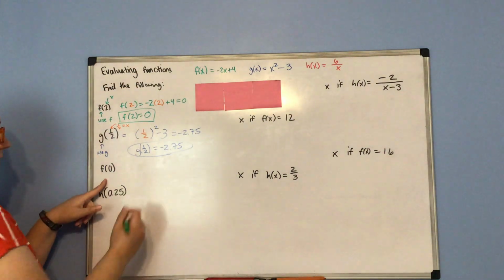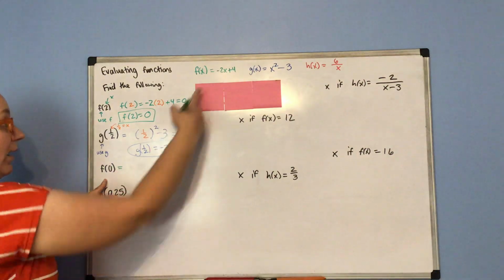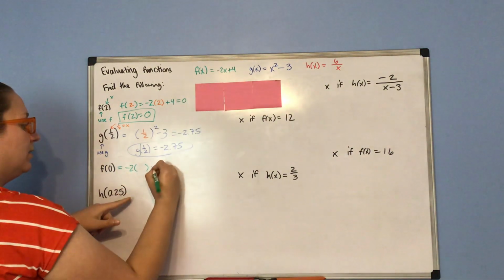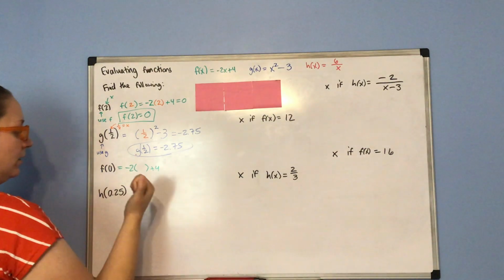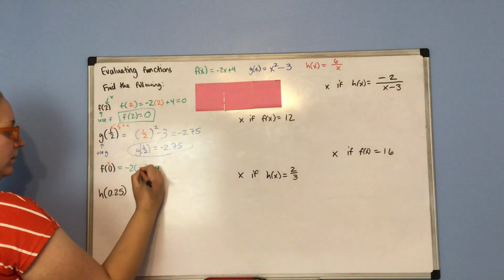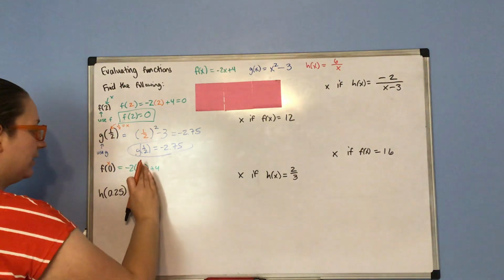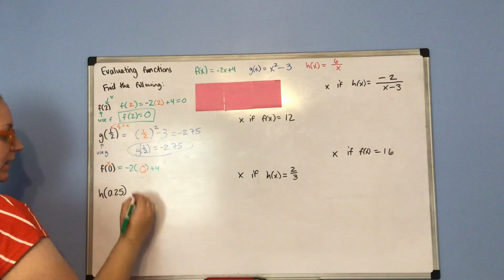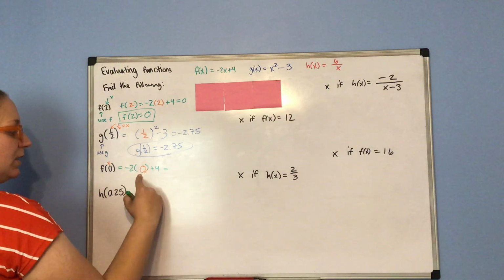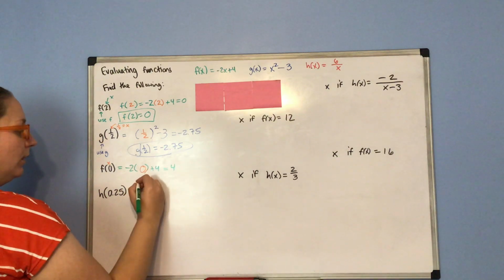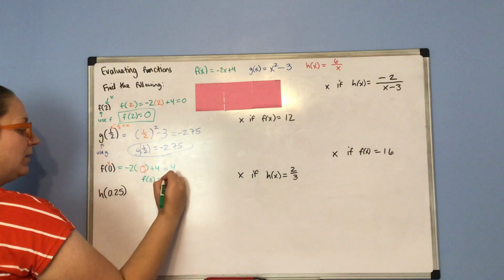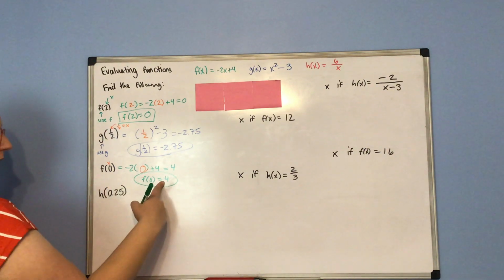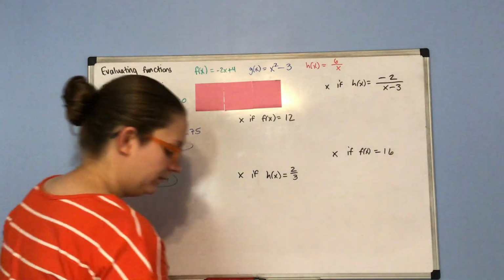Next one is f of 0. That means that we need to use our f equation. Instead of x, we're going to be putting in 0. Oops, I wrote x, I meant to write 0. There we go. Now we're going to simplify this out. Negative 2 times 0 is 0, plus 4 is 4. So I get f of 0 equals 4. When I plug 0 into my f function, I get 4 as my answer.